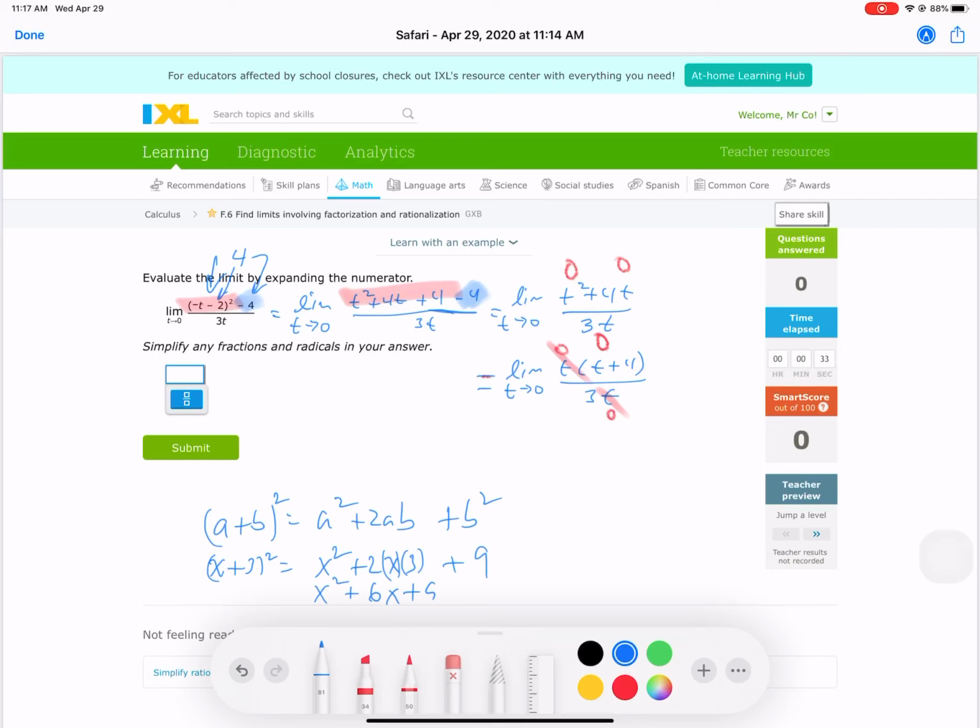That was our whole goal. And we're rewriting this, showing all the work. Limit as t approaches 0 of t plus 4. Don't forget the 3 is on the bottom. Plug in the 0, we end up with 0 plus 4 over 3, which is 4 over 3. Let's go plug in our answers.